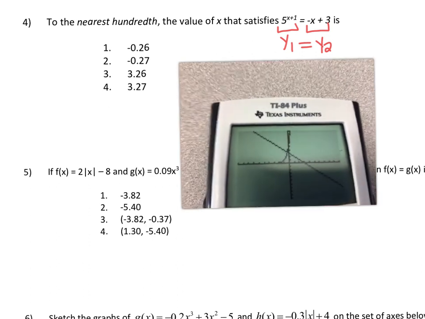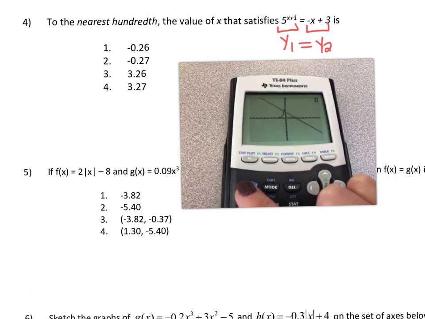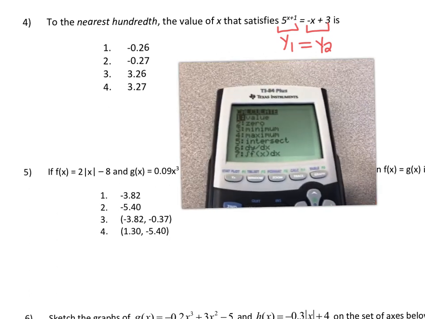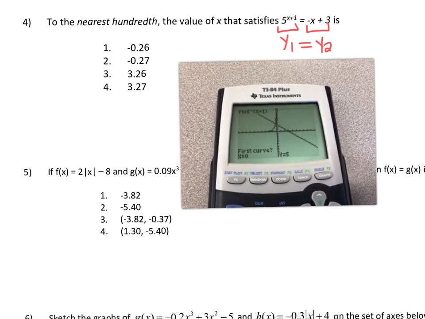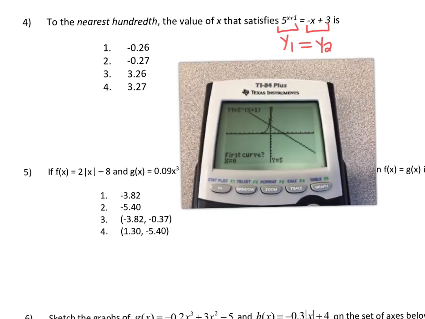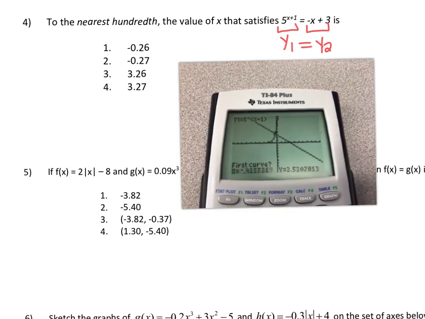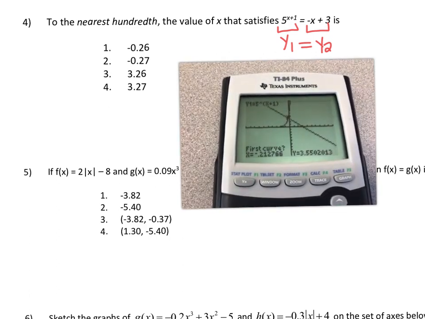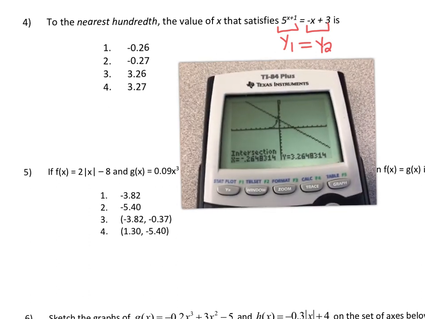Now, I'm going to go to second, and then trace. You always go to second trace when you want to calculate something about a graph. I'm going to choose choice 5, intersect. I can see there's really only one point of intersection here, so I really don't have to move my cursor. If I want to move it closer to that point of intersection, I can, but now I'm going to hit enter 3 times. So enter, enter, enter. All right, so this is the point of intersection.